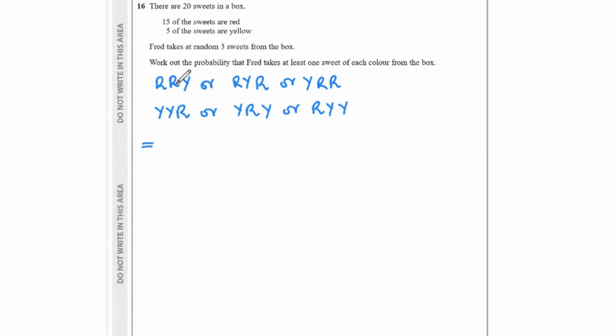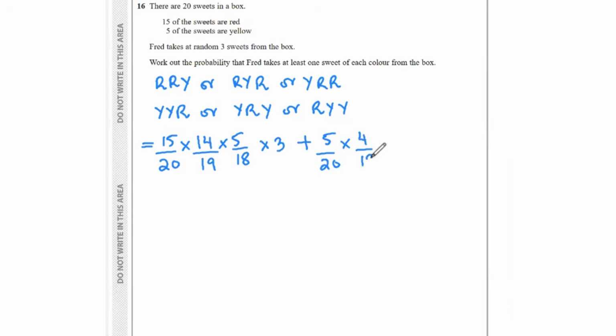So for red, it's 15 over 20. And then red again would be 14 over 19. Why 14 over 19? Because it's without replacement. So there's one less sweet in the box now. And for yellow, it's going to be 5 over 18. So I'm going to times this by 3 because the probability of all these three is going to be the same. Plus then this second row. So yellow is going to be 5 over 20 times 4 over 19 times 15 over 18. And then again times 3.